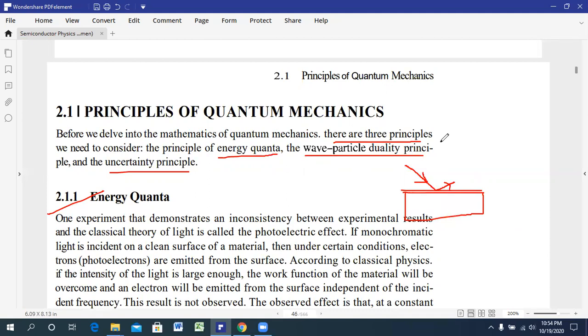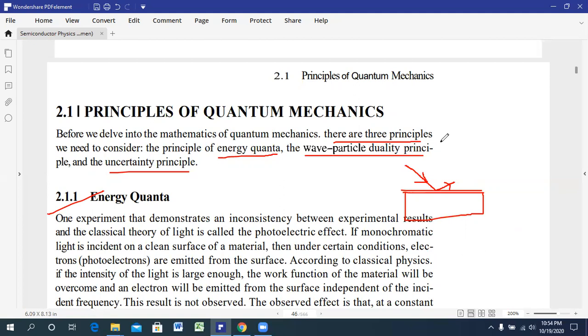Similarly, in Newtonian physics there are three postulates. The first: if a body is static, it will remain static for an infinite period of time, and if it is in motion, it will remain in motion for an infinite period of time. The second law is F equals ma. The third law is that every action has an equal and opposite reaction. These are the principles, and based on them we describe most of the formulas of Newtonian physics. Similarly, in quantum mechanics, we have to follow a few principles.